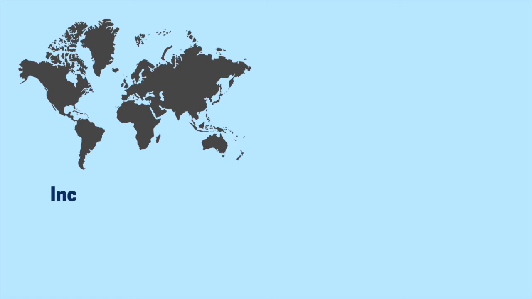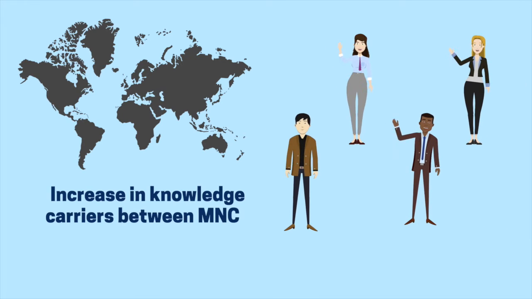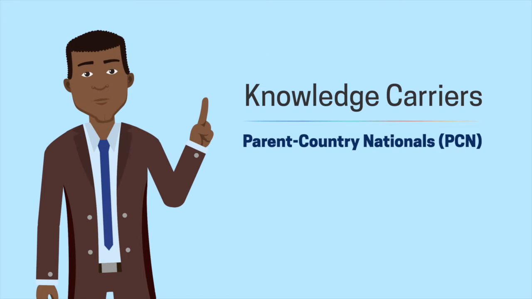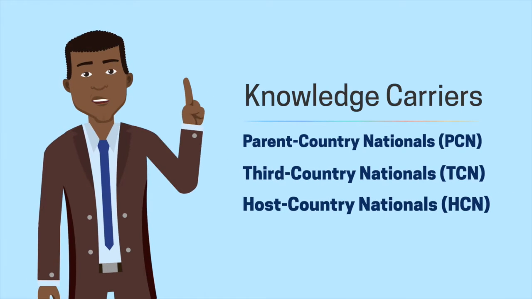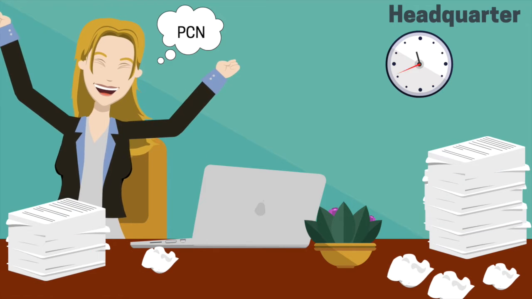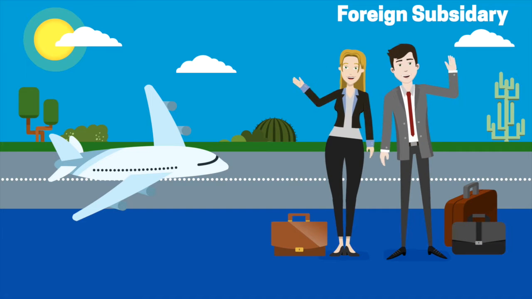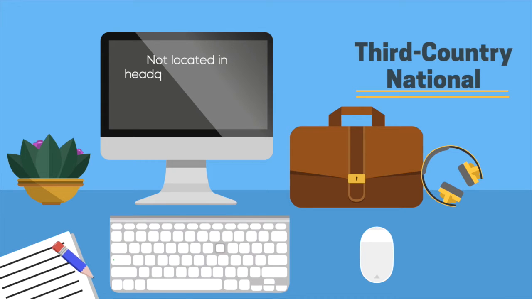In the past years, the role of international assignees as carriers of knowledge across units of multinational corporations has become very popular. You can separate these knowledge carriers into traditional parent country nationals, third country nationals, and host country nationals. A parent country national is a person who is sent from the headquarters to a foreign subsidiary or an international assignment. A third country national is neither a citizen of the country in which the headquarters is located nor a citizen of the country you got assigned to.